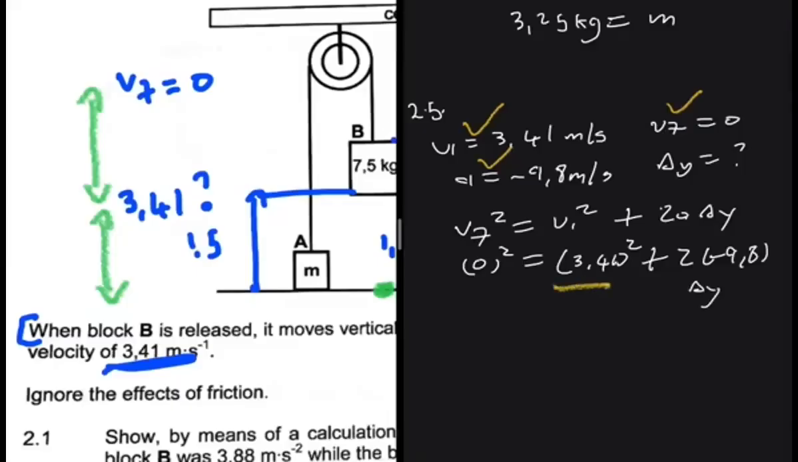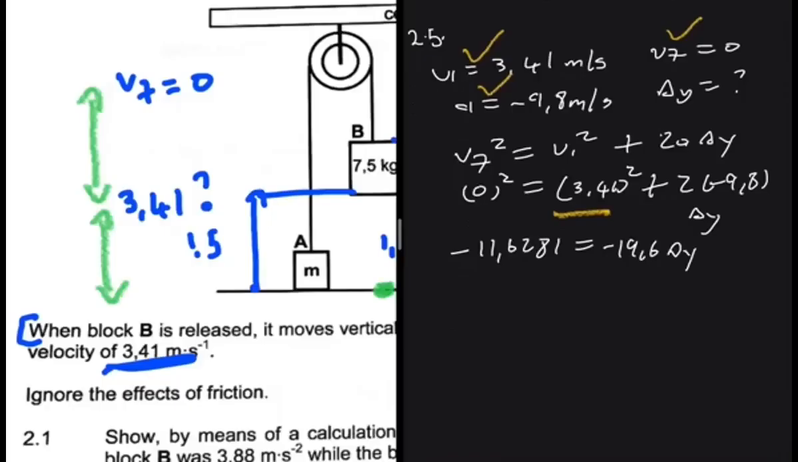So we have to take this term to the left hand side. 3.41 squared is equal to 11.6281, right? If we take it to the other side, we're going to have minus 11.6281 being equal to 2 multiplied by minus 9.8, that is minus 19.6 delta Y. If we divide both sides by minus 19.6, we're going to get 0.59. So 0.59 meters is equal to delta Y.